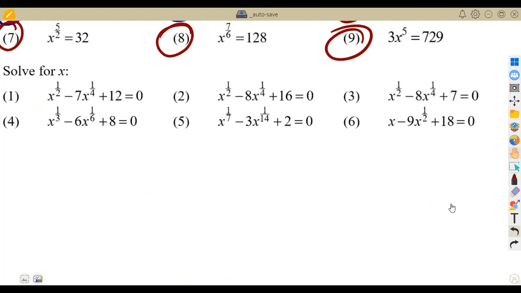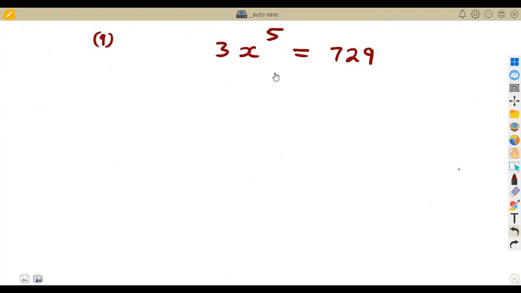All right, so if we check on number 9, we've got a number that we have to consider there. It's 3x to the exponent of 5, which is equal to 729, like this. So if we are to solve for x here, we are going to see that there, 3 is affecting our x, okay? 3 is affecting our x. So what do we do? We can divide by this 3. This one is a multiplication, so you can divide by 3 to get rid of that 3. So you can divide by 3 both sides.